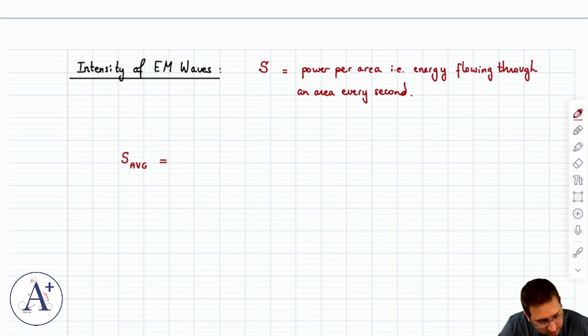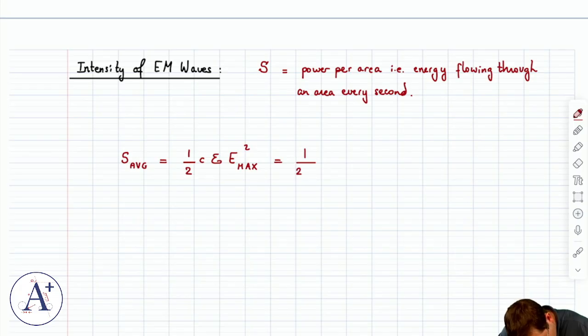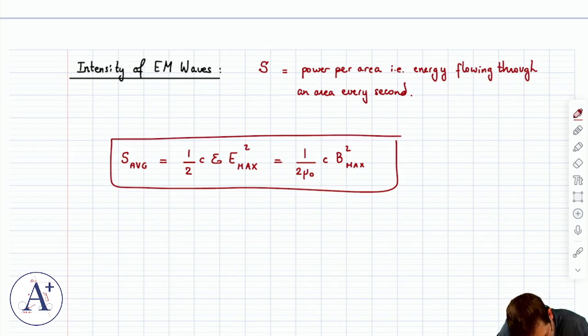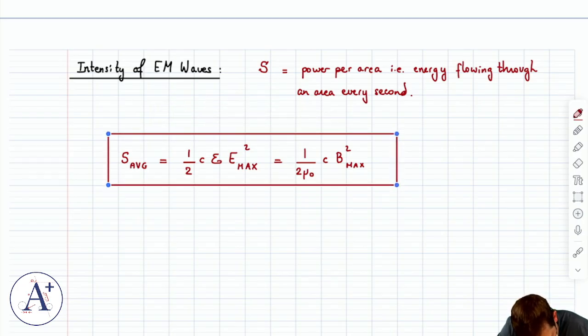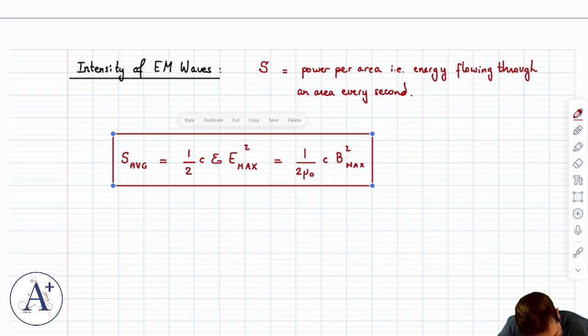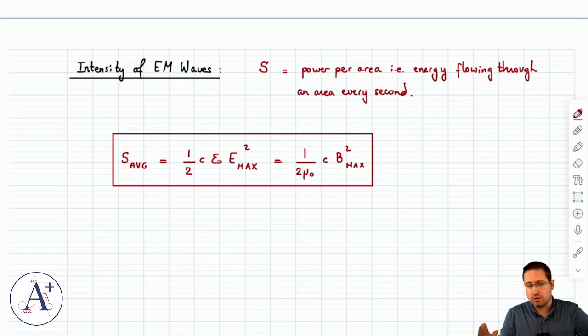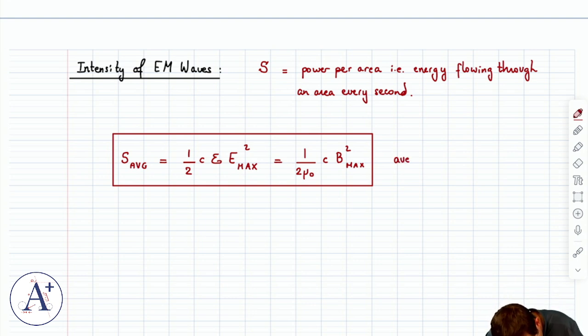And it's going to be given by 1/2 c epsilon naught E max squared, if you want to express it in terms of the electric field, or 1 over 2 mu naught c B max squared, if you want to express it in terms of the magnetic field. Depends what you know. Doesn't really matter anyway, because E is c times B, so you could get from one to the other. If you know E, you know B, and vice versa. But if you want to find the average intensity of an EM wave, that would be it.